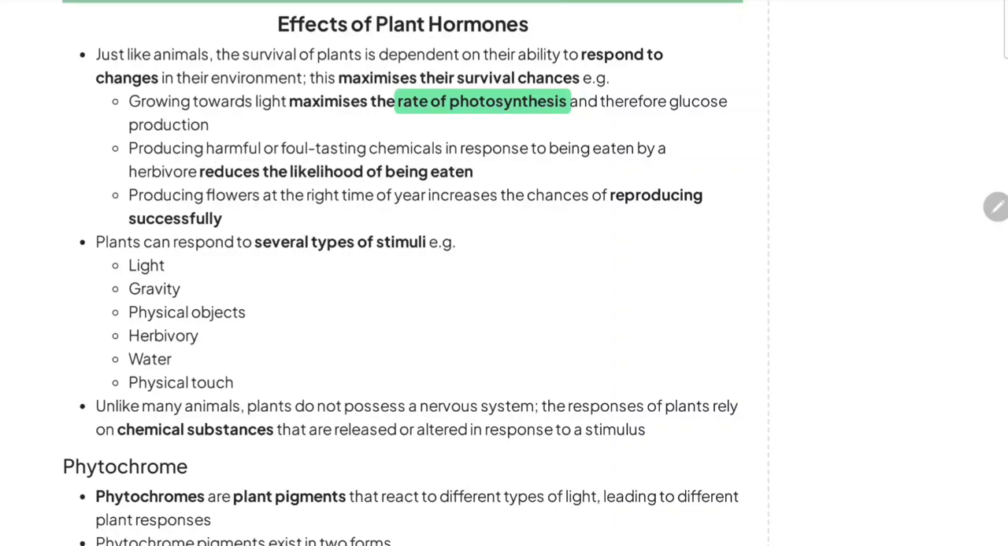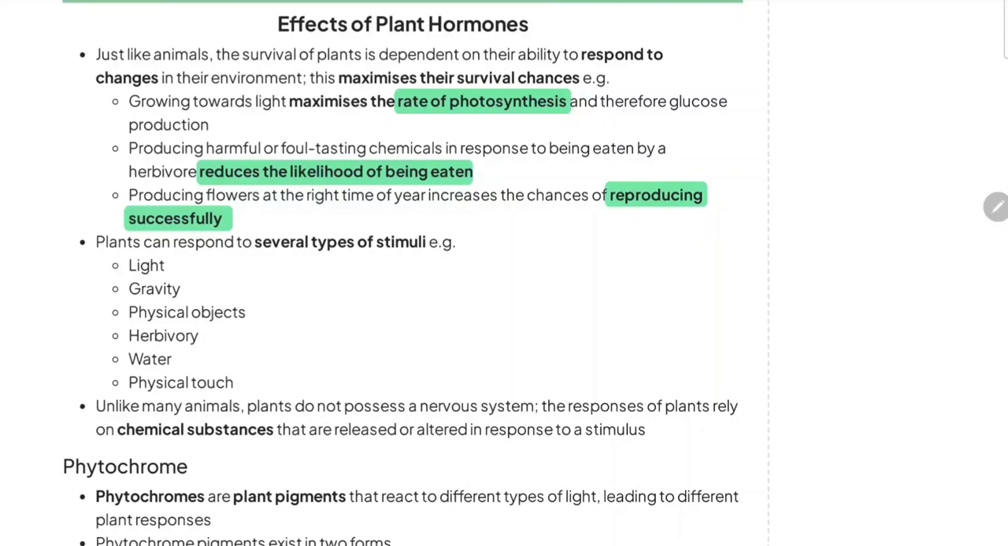Other than that, producing harmful or foul-tasting chemicals in response to being eaten by a herbivore reduces the likelihood of being eaten. Now it can survive more. Producing flowers at the right time of the year increases the chances of reproducing successfully.